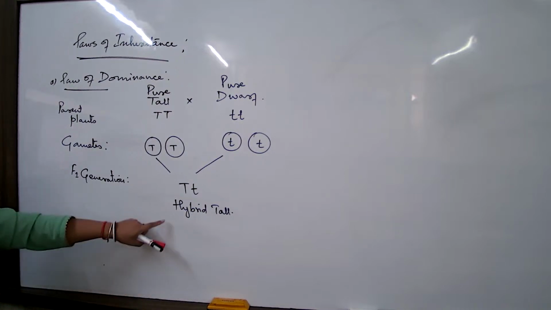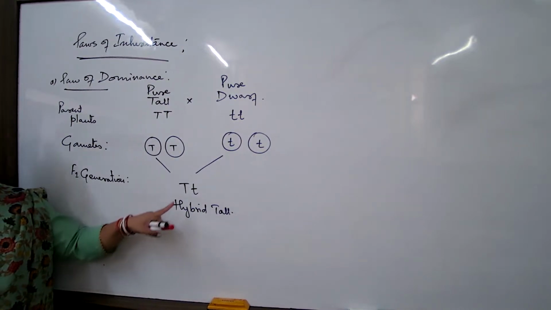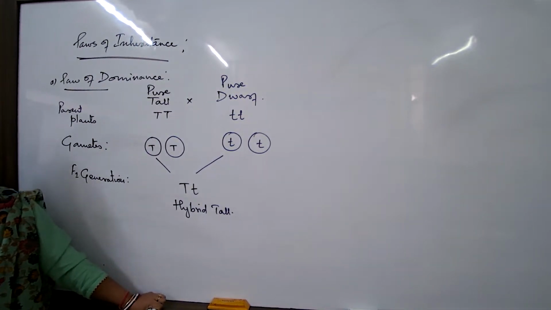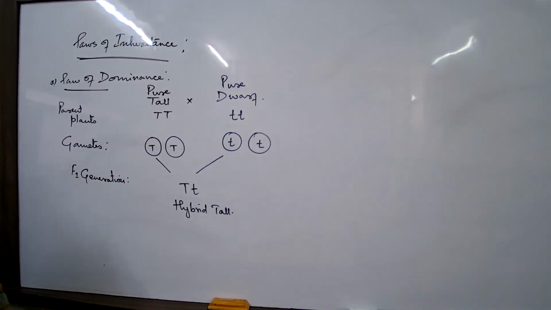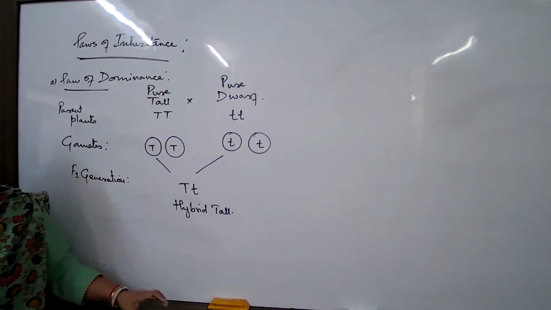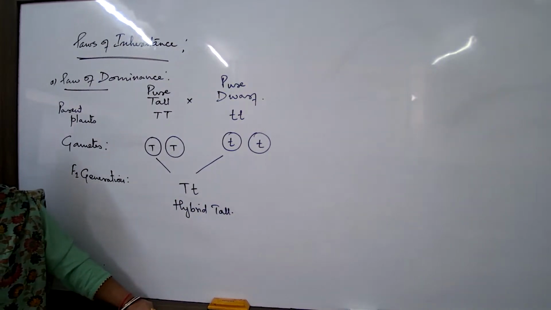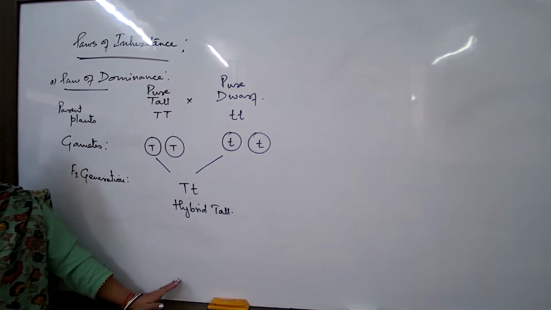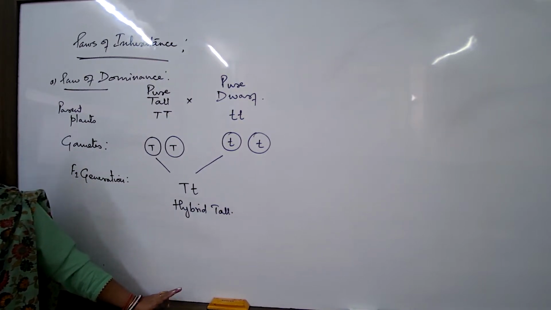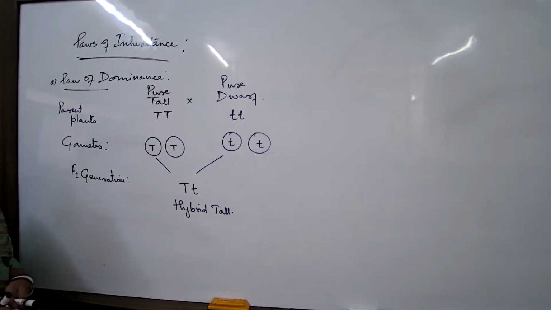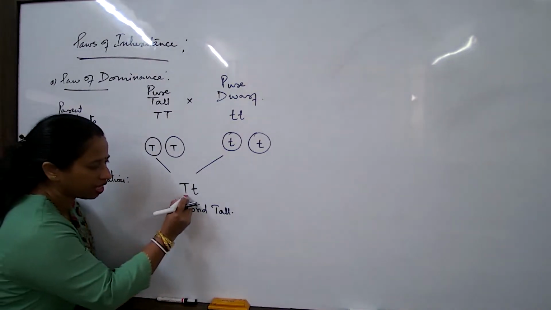Now, talking about the phenotype. Now that I write capital T, small t, what does this mean? Heterozygous condition, no? And I'm saying it is hybrid tall, meaning which allele is expressing? Tallness. Which allele is not expressing? Dwarfness. Then what does this concept express? Whenever there is a pair of alleles in a heterozygous condition, it is only one allele which is expressing. Which allele is expressing?